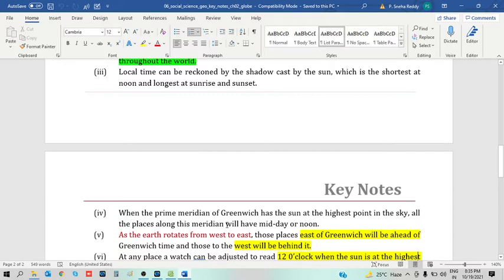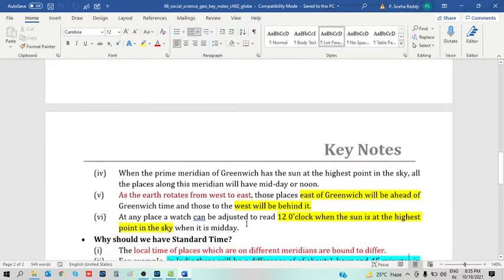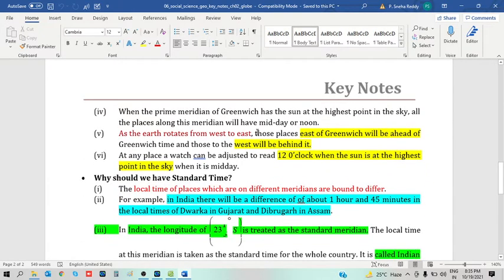When the prime meridian of Greenwich has the sun at the highest point in the sky, all the places along this meridian will have midday or noon. As the earth rotates from west to east, places east of Greenwich will be ahead of Greenwich time, and those to the west will be behind it. India is located east of Greenwich, so it is ahead, with a 5.5 hour time difference. At any place a watch can be adjusted to read 12 o'clock when the sun is at the highest point in the sky, at midday.